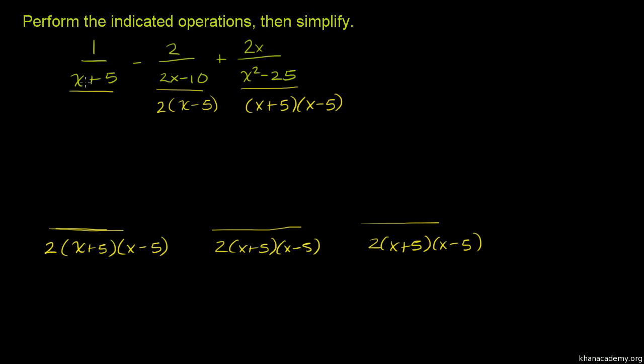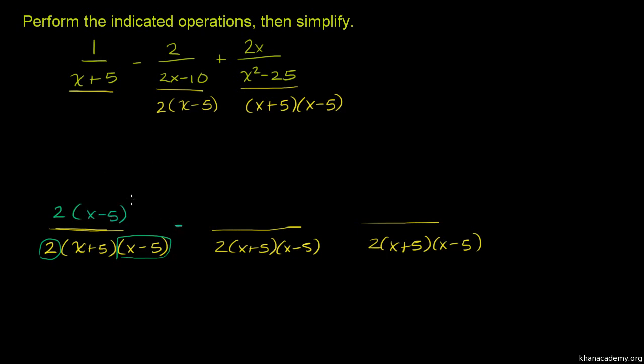So to go from x plus 5 to 2 times x plus 5 times x minus 5, what do we have to multiply x plus 5 by? Well, we're multiplying the x plus 5 by a 2, and we're also multiplying it by an x minus 5. So if we're multiplying the denominator by a 2 and an x minus 5, we have to multiply the numerator by a 2 and an x minus 5. So if we multiply 2 times x minus 5 times 1, we'll get 2 times x minus 5. And we don't even have to write this 1.